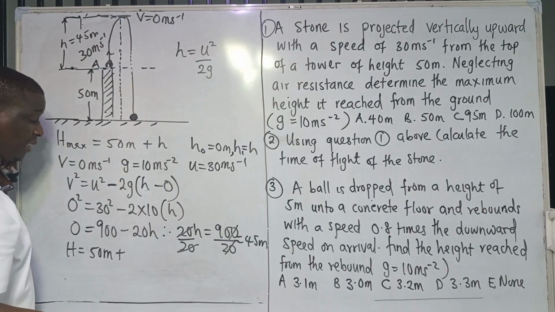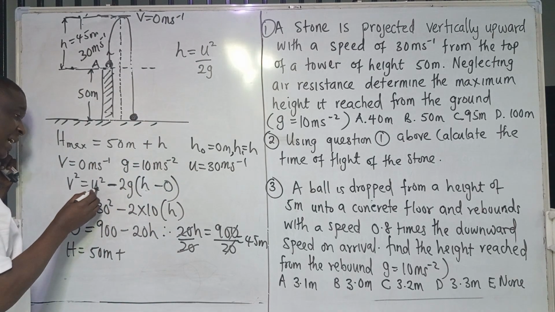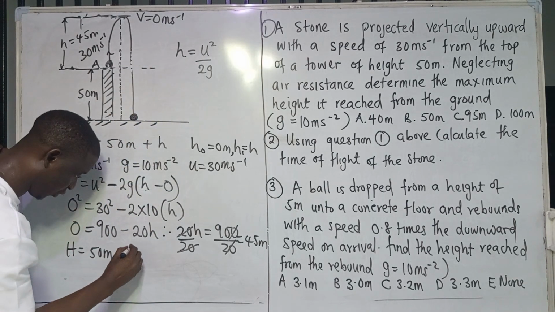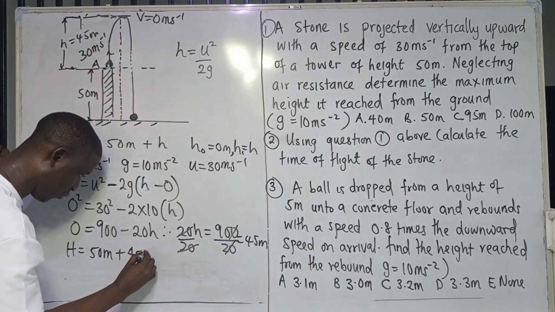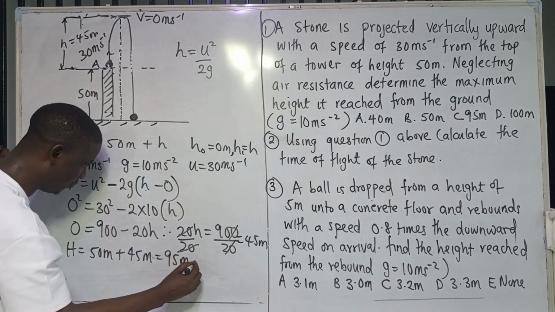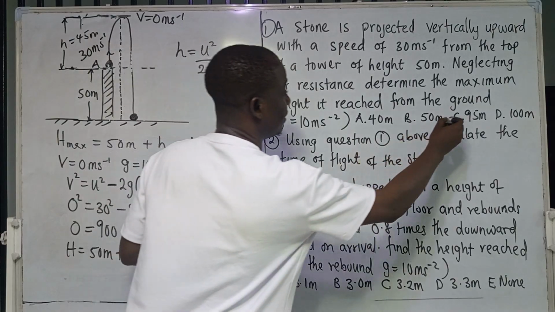I've given you a kind of formula to use. From this formula, that's why we got that one. So I would have 50 plus 45. What do you have? Meters. I would have 95 meters. So that is solved already.